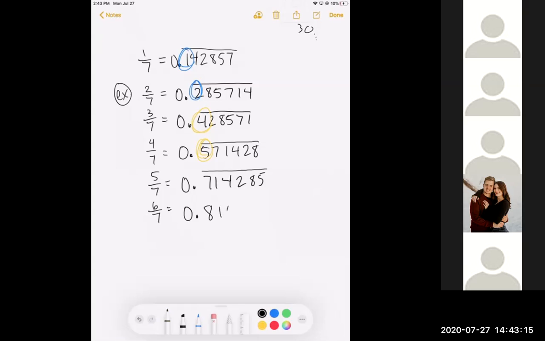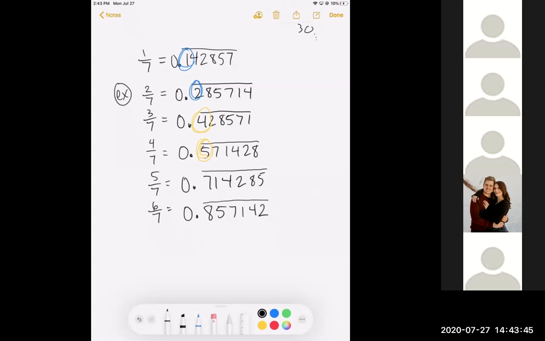Because in the pattern, for 1 seventh it's 1, 4, 2, 8, 5, 7, and then it's 2, 8, 5, 7, 1, 4, and then if you would keep going, it would be 4, 2, 8, 5, 7, 1, and then it would be 5, 7, 1, 4, 2, 8. So it's just the numbers rotate. That's really what happens. Right. Does everybody understand what she just described?